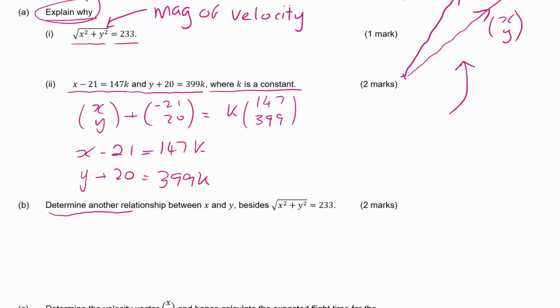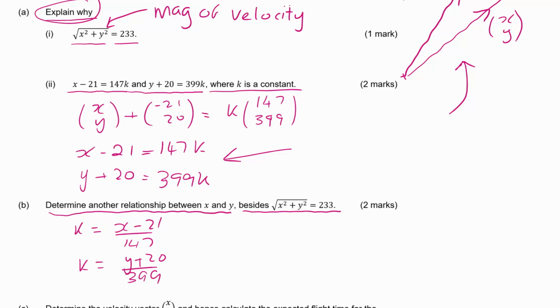We're asked to determine another relationship between x and y besides the square root of x squared plus y squared being 233. We can get that from here. If we rearrange the top one, we get that k is equal to (x minus 21) over 147. If we rearrange the bottom one, we get k is equal to (y plus 20) over 399. Well, if they're both equal to k, they're equal to each other. So (x minus 21) over 147 is equal to (y plus 20) over 399.